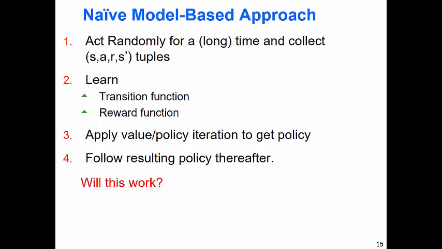So will this work? Is this going to work as an algorithm in general? Any reason why it might not work? Depending on the problem, you might not be able to act randomly for a long time. For example, if you take driving cars, you cannot randomly drive for a long time. Yeah. So it could be dangerous to act for a long time, and you may just die, or you may get stuck somewhere, like in a corner or something.